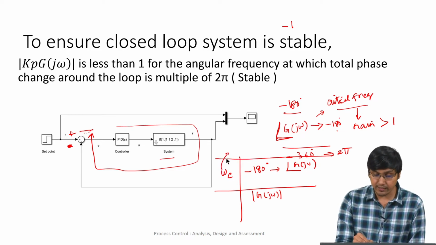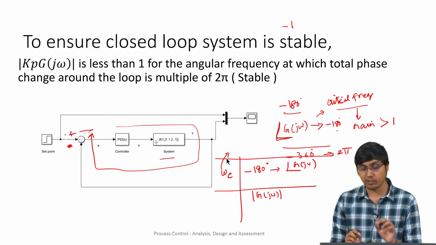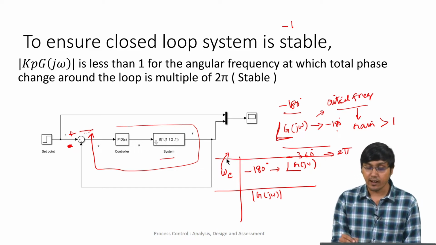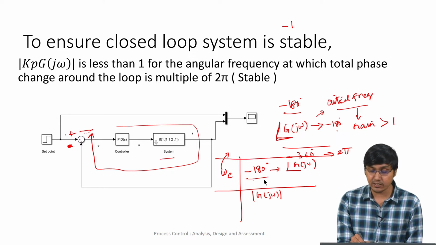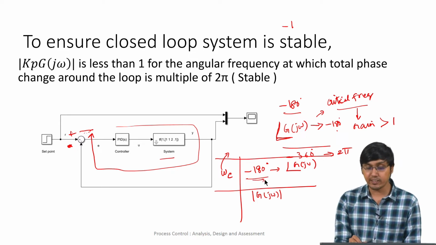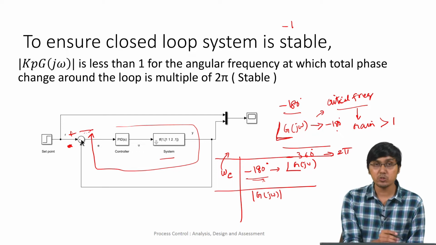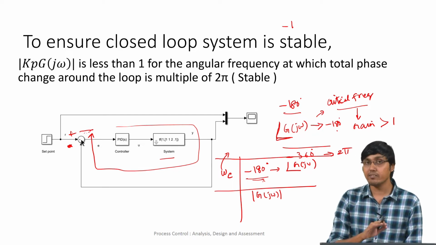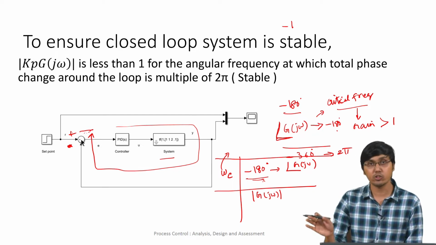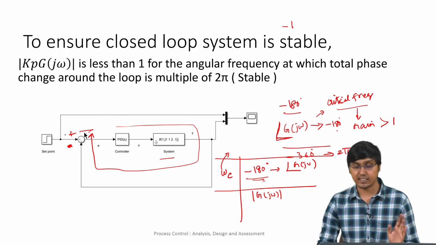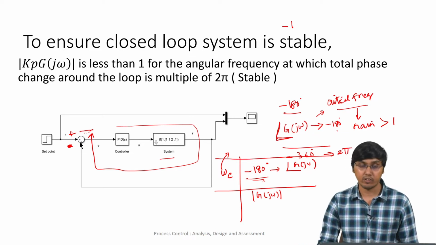This particular frequency is called the critical frequency, at which the phase lag is given by minus 180 degrees. And why minus 180 degrees? Because the minus sign contributes another minus 180 degrees. So totally we get minus 360 degrees, which is a multiple of 2 pi. So Barkhausen's condition is satisfied. That is what we are going to remember.